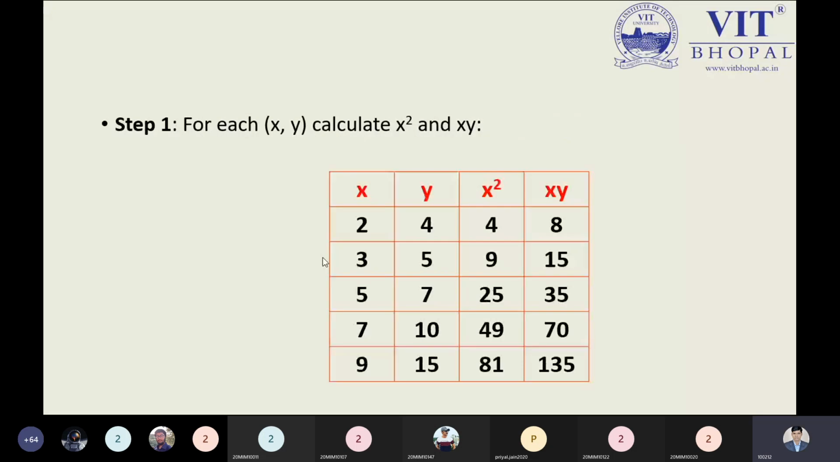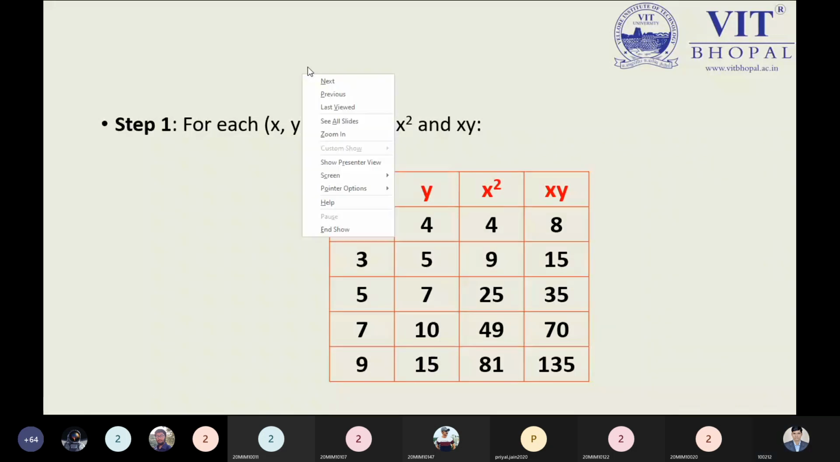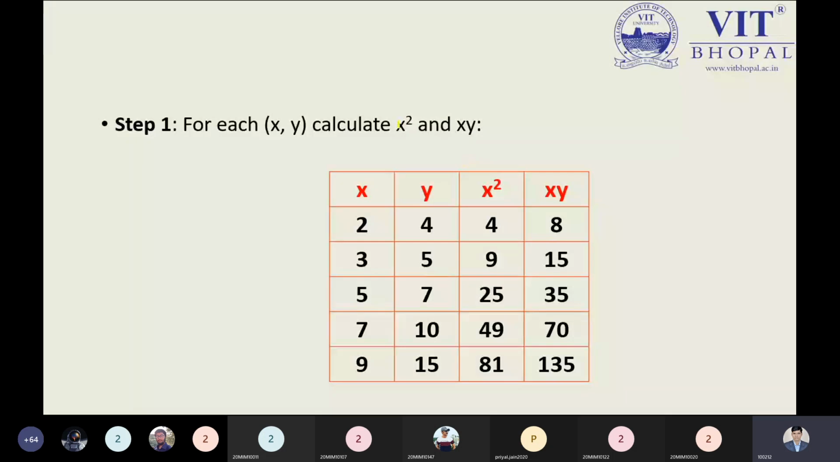After this point, what we have to do as the initial step is the point we have to understand. As step number 1, for each x, y, calculate x square and xy. Why am I calculating x square and not y square? Because while calculating the slope, there is a formula, and I need to put such values in it. Next we have xy, which I calculate by multiplying the x and y values.